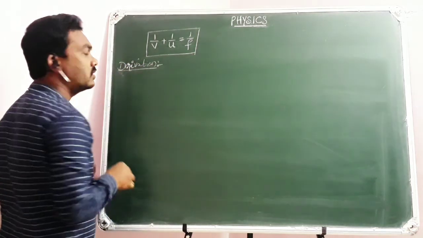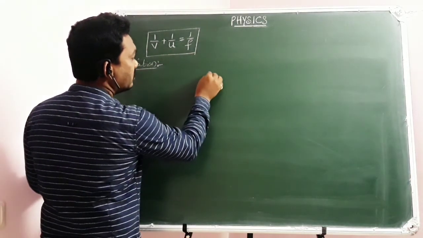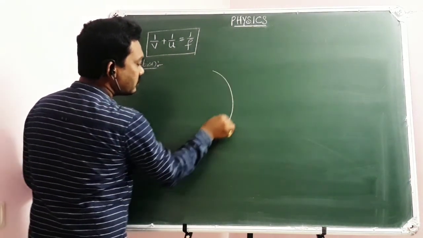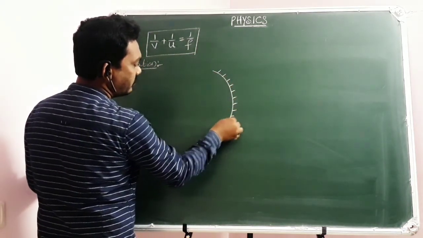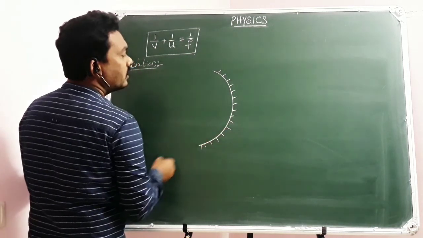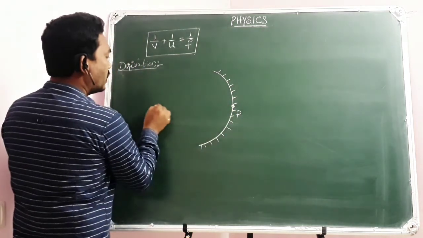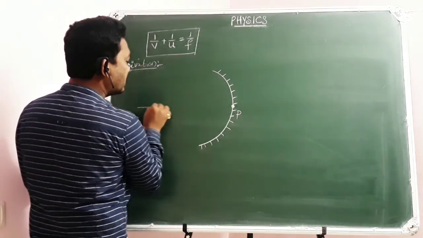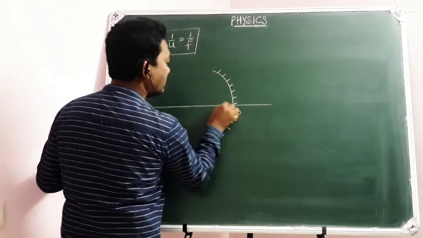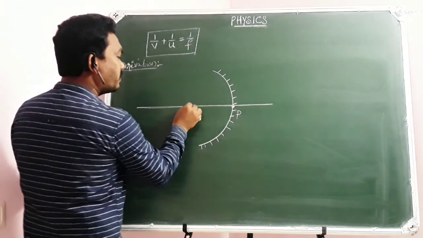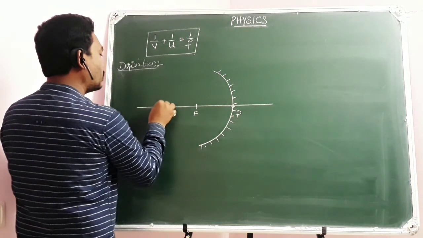In that case, first of all, let us take a concave mirror. Once you look at this diagrammatic representation, here it is a concave mirror. Here is the geometric center of the mirror, which is known as the pole, and this is the principal axis of the spherical mirror. Here it is the principal focus, and the center of curvature.